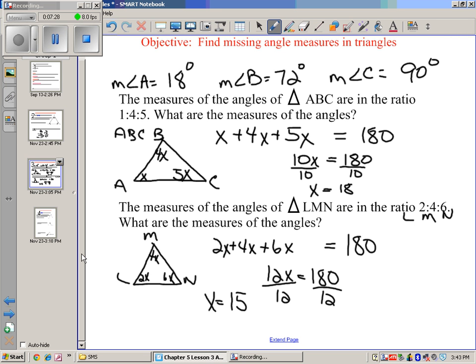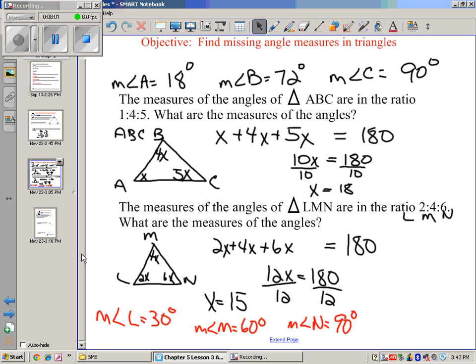So once again, our question is what angle measures. So we'll measure angle L equals 2 times 15, which is 30 degrees. Measurement of angle M, 4 times 15, which is 60 degrees. And then the measurement of angle N equals 6 times 15, which is 90 degrees.